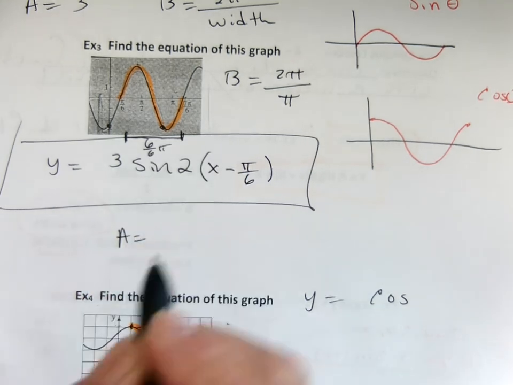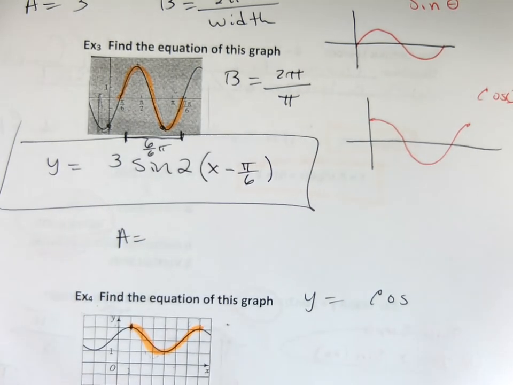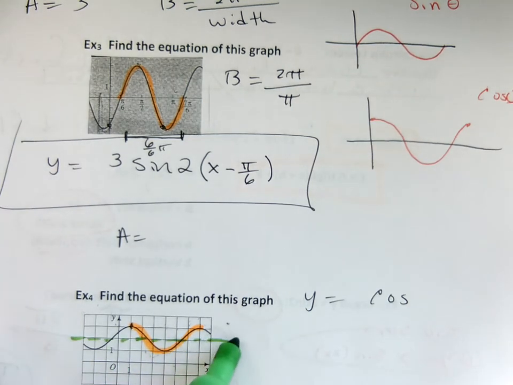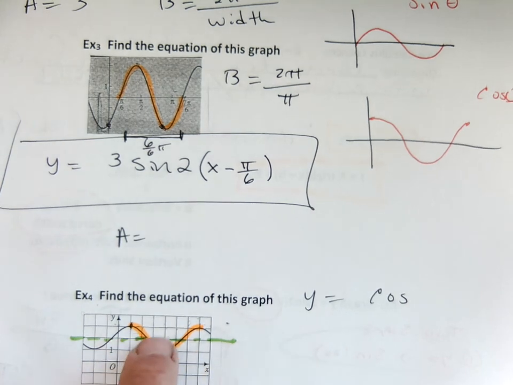What's my amplitude? Well, if I find the middle of this curve, looks like the amplitude's a 1. Can you see that? I find the middle of that curve. I put the middle of the curve in green. Up 1, down 1. Except the whole thing's been moved up, but the amplitude is 1.